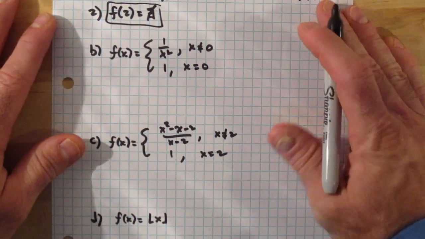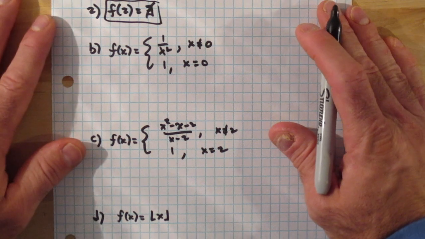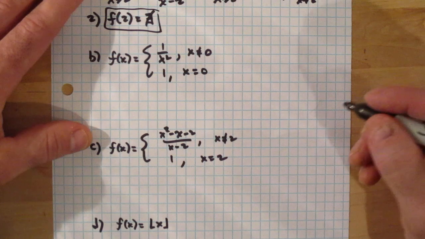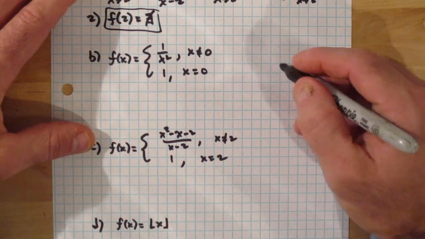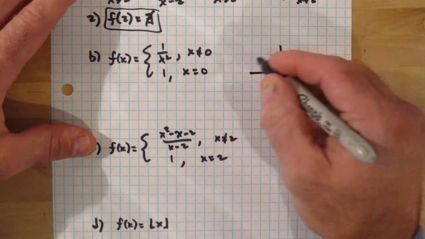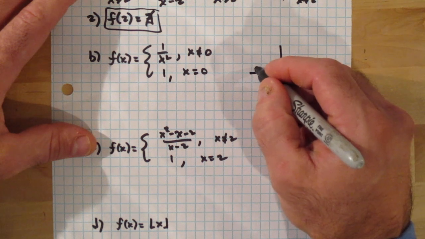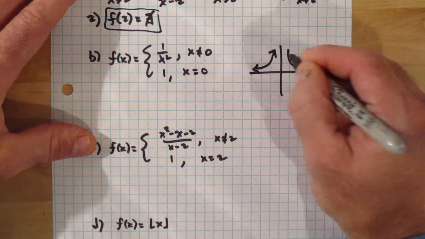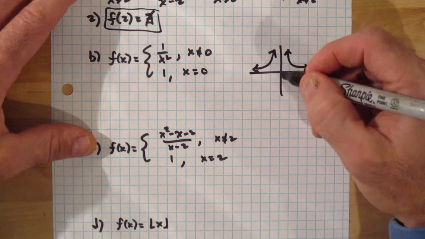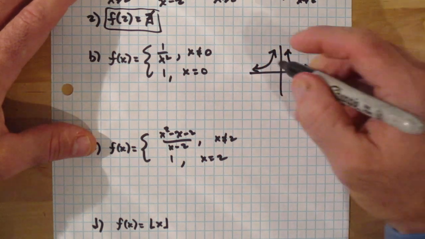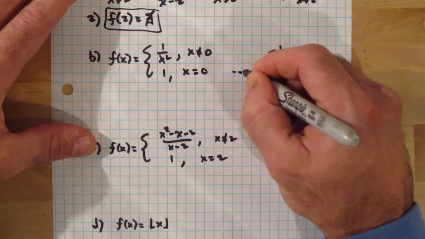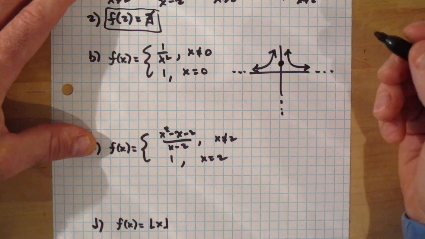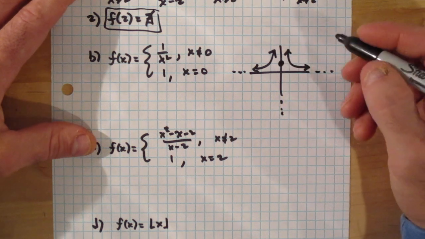If we look at the piecewise function 1 over x squared when x isn't equal to 0, and 1 when x is equal to 0, I'm going to actually just do this one graphically. I'm going to take a look at 1 over x squared, which looks like this. Horizontal asymptote at y equals 0, vertical asymptote at x equals 0, but then an output of 1 when x equals 0.